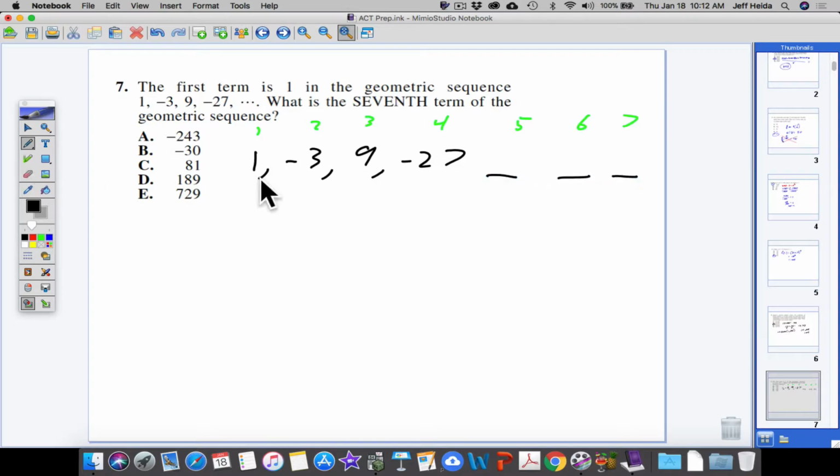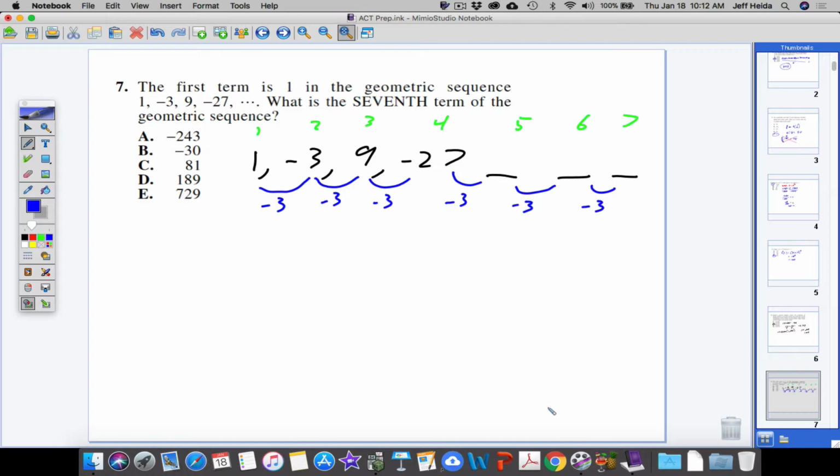And to get from 1 to negative 3, you multiply by negative 3. Multiply by negative 3, multiply by negative 3, multiply by negative 3. Geometric sequence means to get the next term, you multiply by the same number.